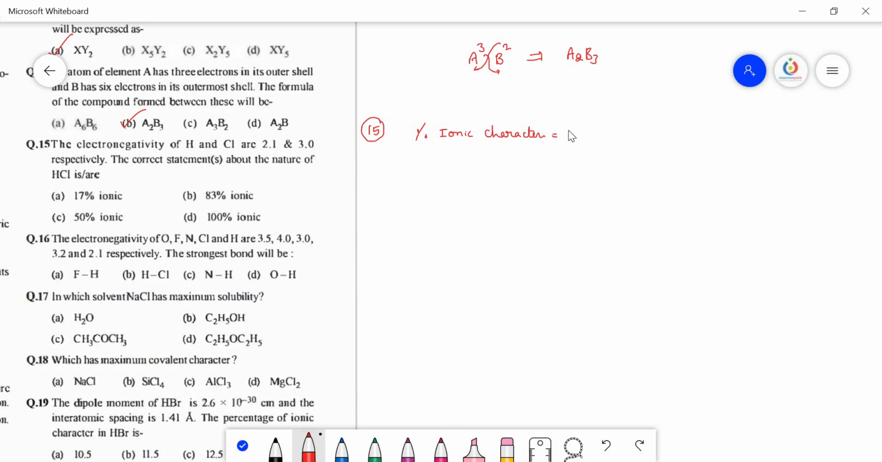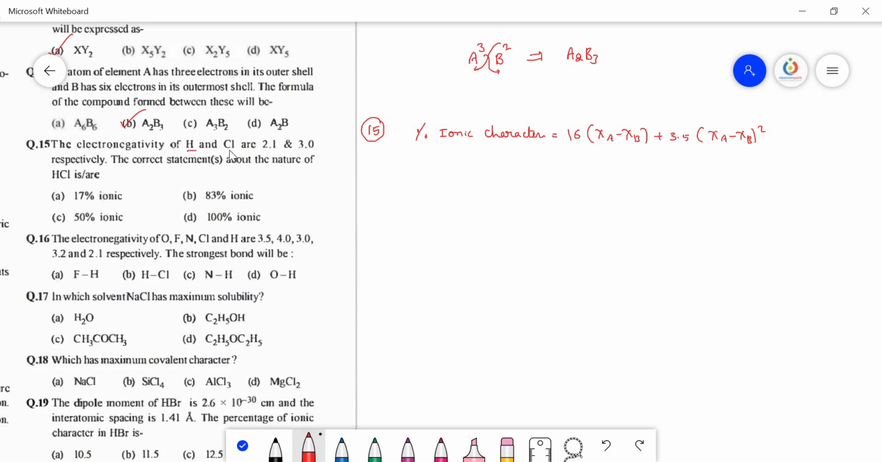Percentage of ionic character is equal to 16 into (Xa minus Xb) plus 3.5 into (Xa minus Xb) whole square, where Xa is the electronegativity of the element with the highest electronegativity in the given molecule and Xb is the lower electronegativity.